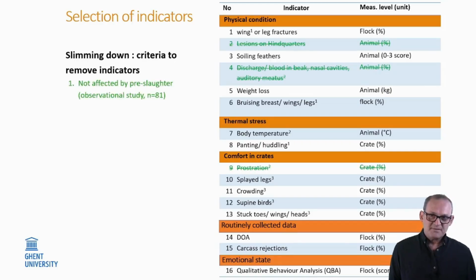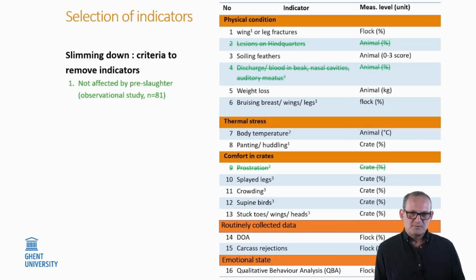But having 16 possible indicators would require far too much time. So remember, we wanted the protocol to be time efficient. So we set ourselves a limit of 1 hour. The protocol shouldn't take longer than 1 hour to assess one flock. So we needed to cut down on the number of indicators. And we used several criteria to cut down the number of indicators.